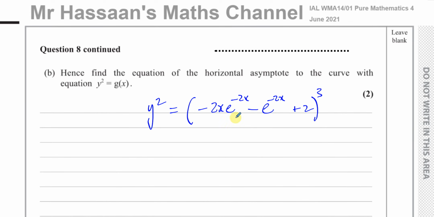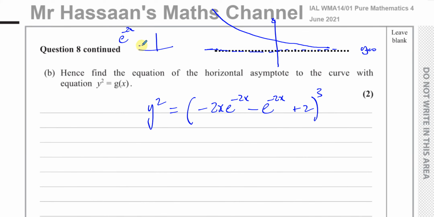Now, if you look at the form of this equation, you have e to the power of negative something, e to the power of negative 2x. So that type of curve, if you just look at e to the power of minus 2x, has an asymptote when y equals 0, and it looks like this. It's like e to the power of x reflected in the y-axis.